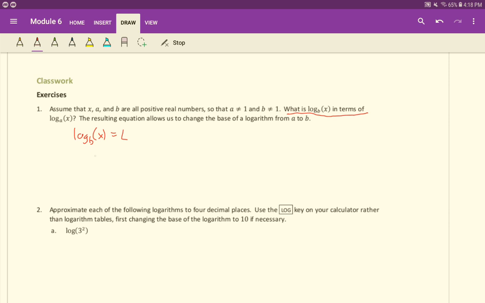Let's rewrite this in the equivalent exponential form. So that's b to the L is going to equal x. Remember that a logarithm is what power of the base gives x. So it would be base to the L power gives us x there. Okay? So in other words, x is b to the L. Well, there's another x. So we can say log base a of b to the L is our answer there.